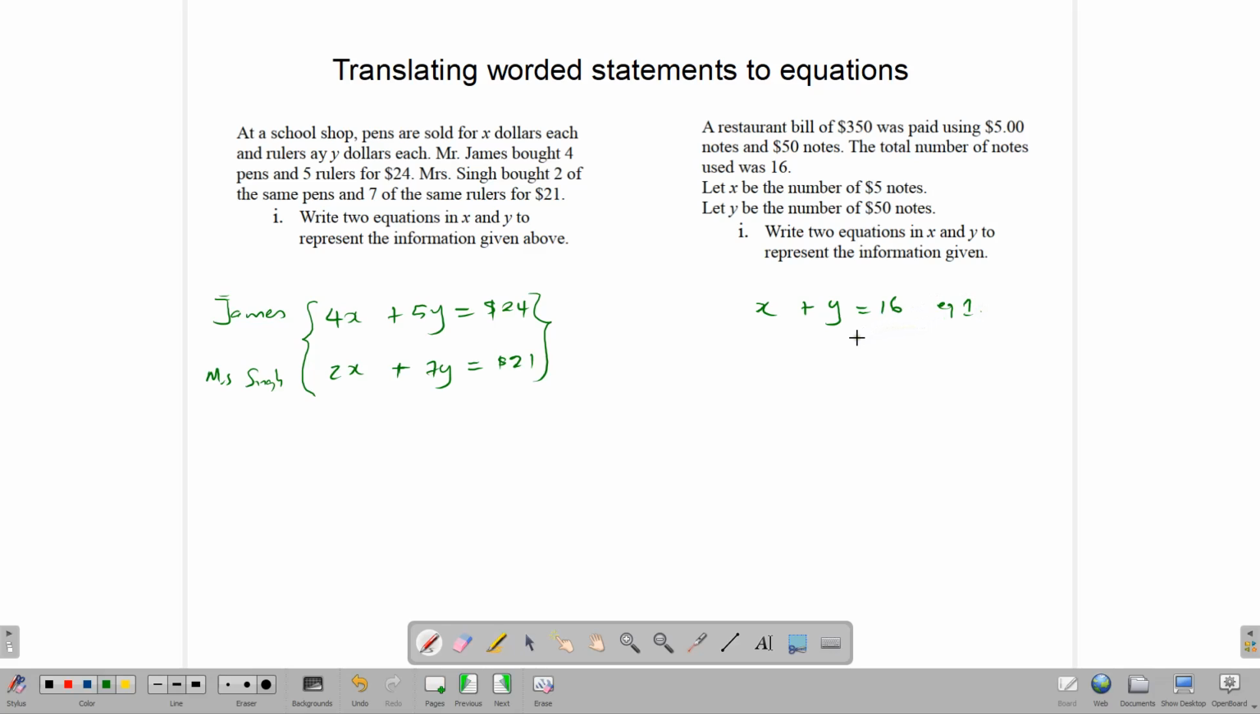Now the value of each $5 note times the number of $5 notes, looking at the money this time, plus $50 times the number of $50 notes. When we add up both of those sums of money, we will end up with $350. And that's your second equation. So you could now move on by solving these equations to find how much of each note was used. Let's look at some more examples where we translate.